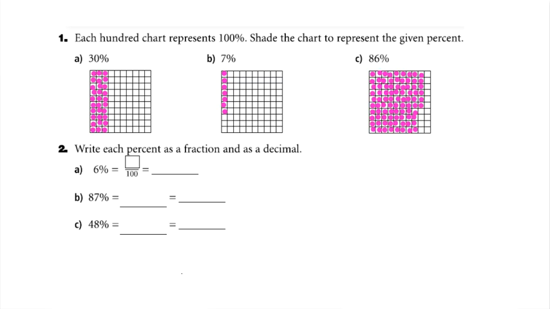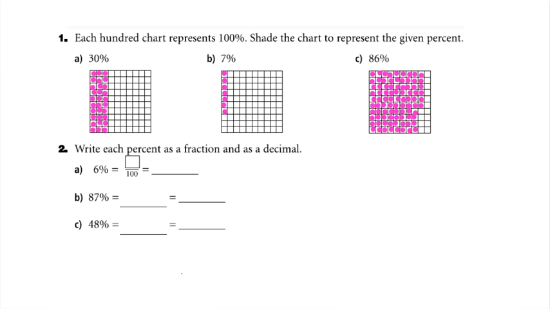Okay, and so that's just how we would visually represent 30%, 7%, and 86%. So it's just like a visual to go with a number. And then for part 2 here, we're looking at, again, relating our percents, our fractions, and our decimals, putting all of those things together. So we again remember that percent means out of 100. So if we have 6%, that means we have 6 out of 100. And if it's 6 out of 100, we need to put the 6 in the hundredths place when we write a decimal. So if we remember, the hundredths place is 2 past the decimal.